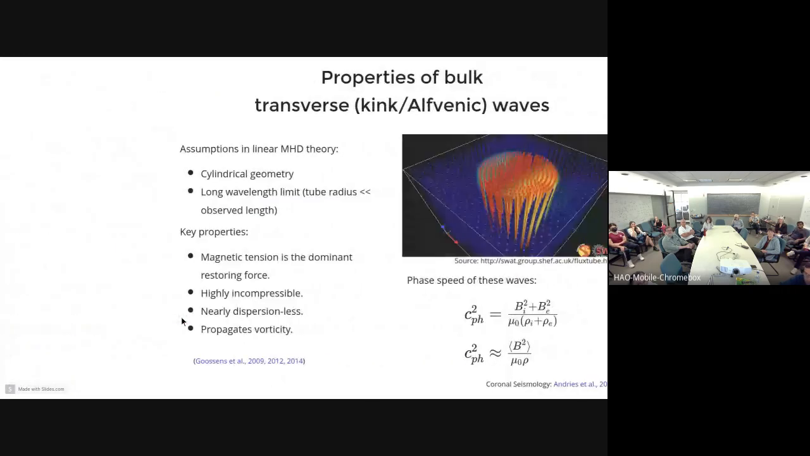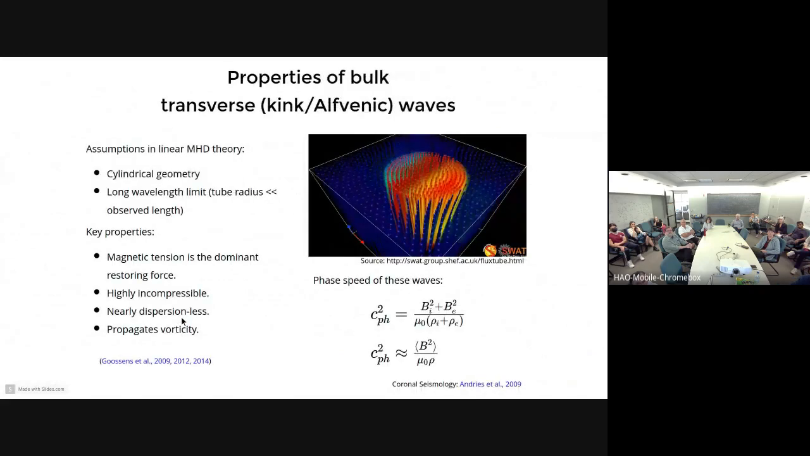Moving on, from the theory, what we generally summarize about what exactly we know so far about these motions. There are certain assumptions: we start in the linear MHD regime, and the geometry we are assuming is cylindrical. It's a very simplistic assumption, but still a robust one, and it has been able to explain many things so far. Second is the long wavelength limit, and by that I mean that the tube radius is small compared to the observed length of the structure itself.